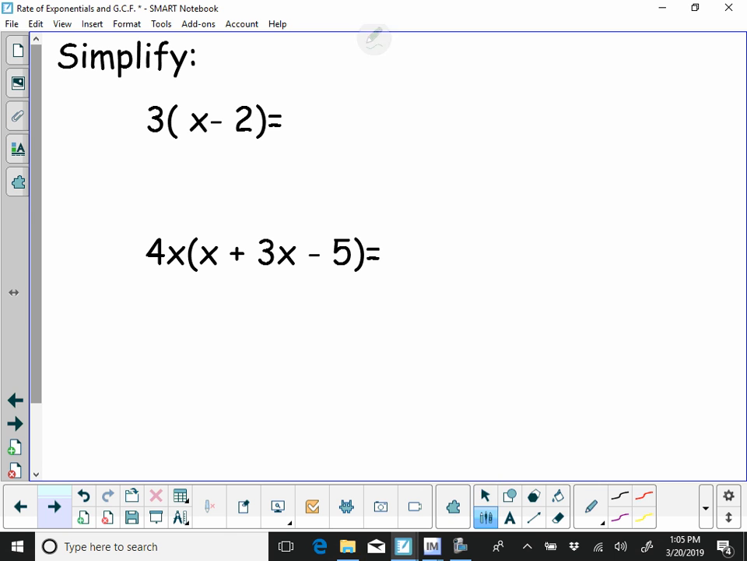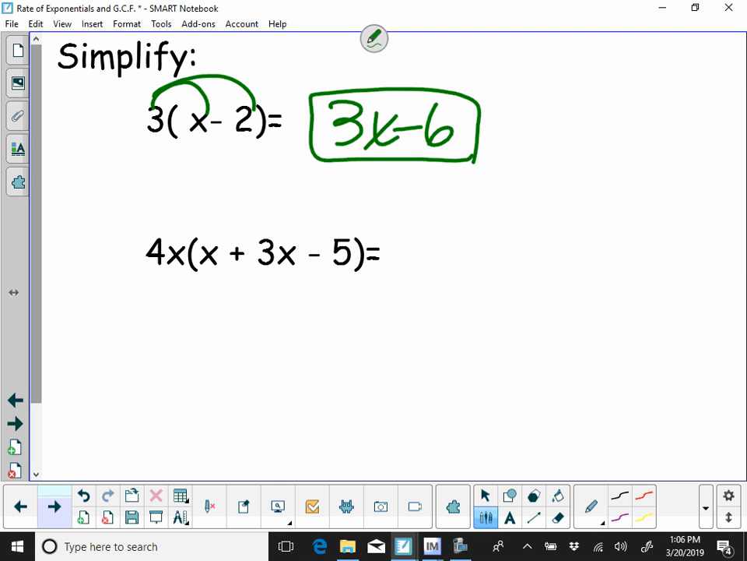What would I do on this first problem? I would distribute, and when I do that, what's it going to give me? 3x minus 6. Okay, that's as simplified as it gets, and we're done. Same thing down here on the bottom. What could I do first? A couple of ways you can do this. If you want to distribute first, that's perfectly fine. That would give you what?